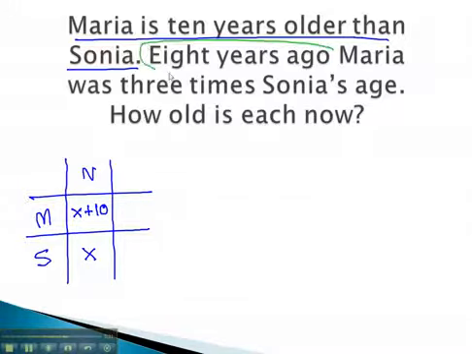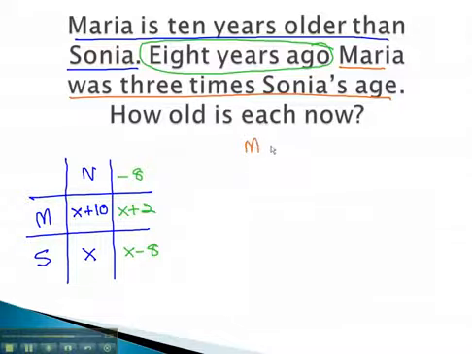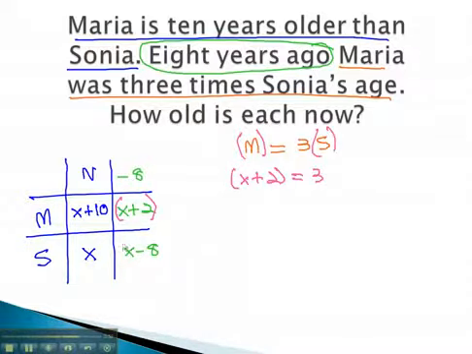The next part of our sentence tells us the change in time. 8 years ago, we must subtract 8 from both cells, giving us x plus 2 and x minus 8 for Maria and Sonia's age. The rest of the sentence will give us our equation. Maria was, or equals, 3 times Sonia's age. Again, we can replace Maria with the Maria information from the past, x plus 2. Equals 3 times Sonia's age in the past, which was x minus 8. This now gives us an equation we can quickly solve to answer the problem.